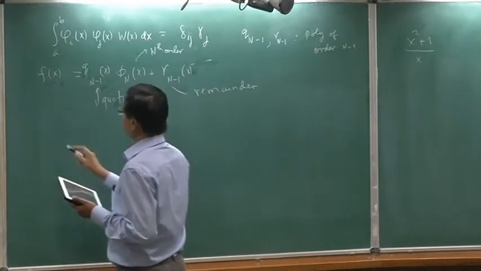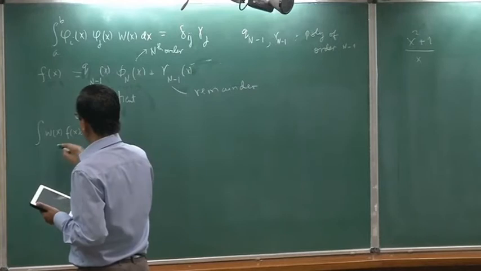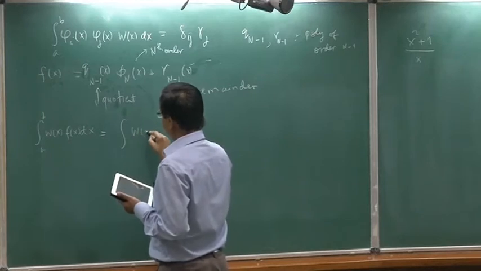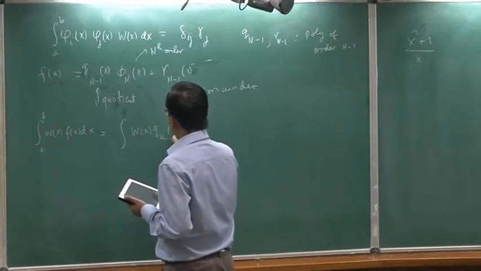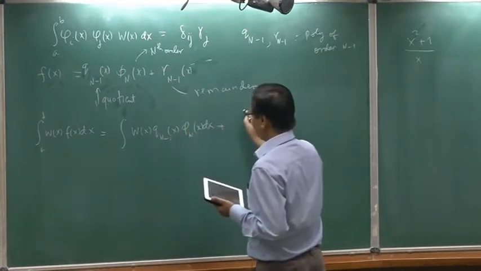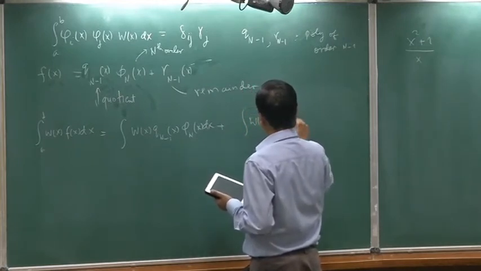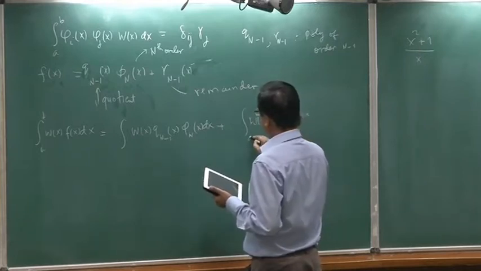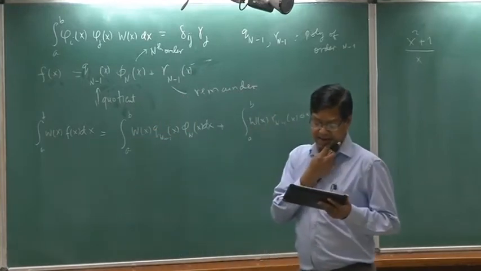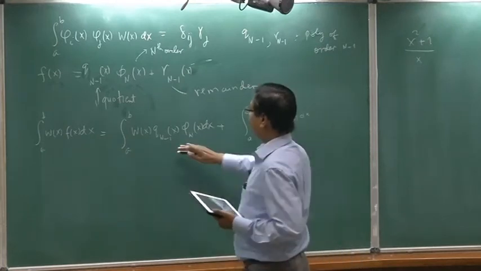Now let us integrate this, w(x) f(x) dx from a to b. The proof is definitely a bit long, so find f(x) dx plus x dx. Okay, now what happens to this?